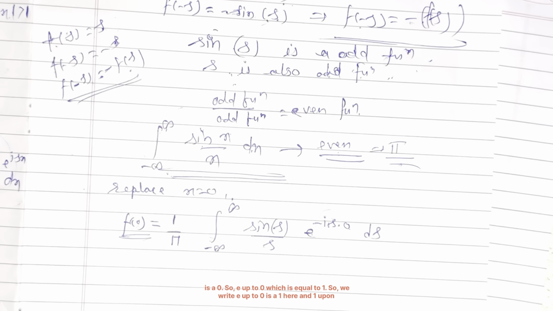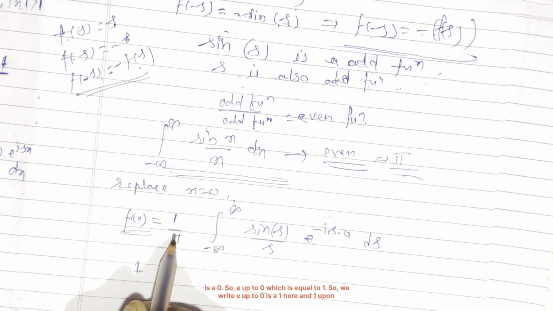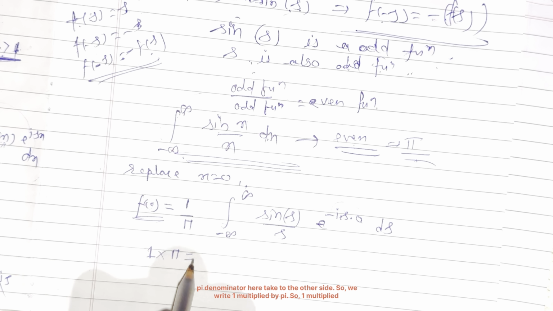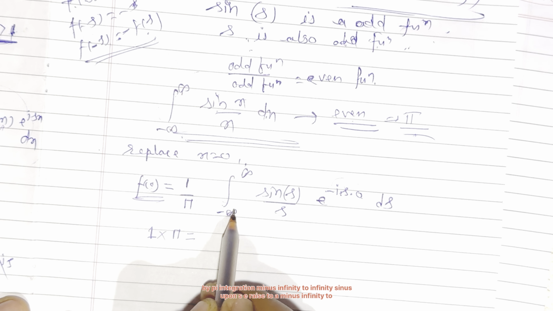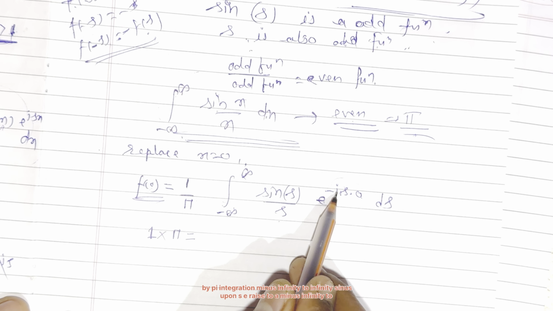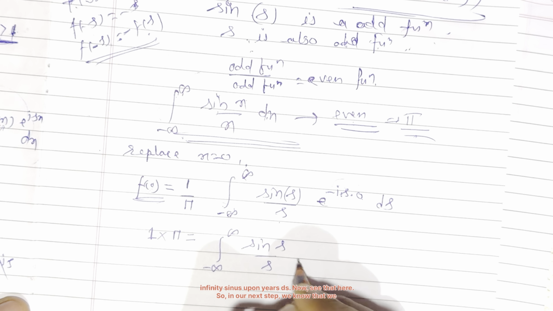So replace only x with 0. So f of 0 is equal to 1. So we write f of 0 is 1 here. And the 1 upon pi denominator here, take to the other side. So we write 1 multiplied by pi, which is the integration from minus infinity to infinity of sin s upon s ds.